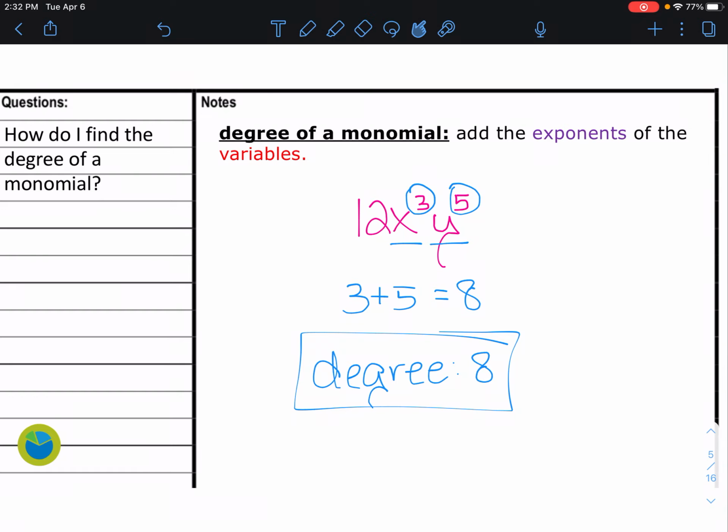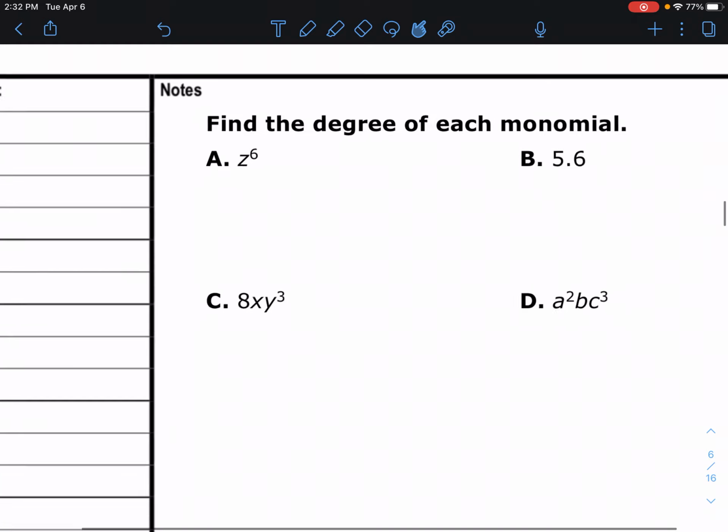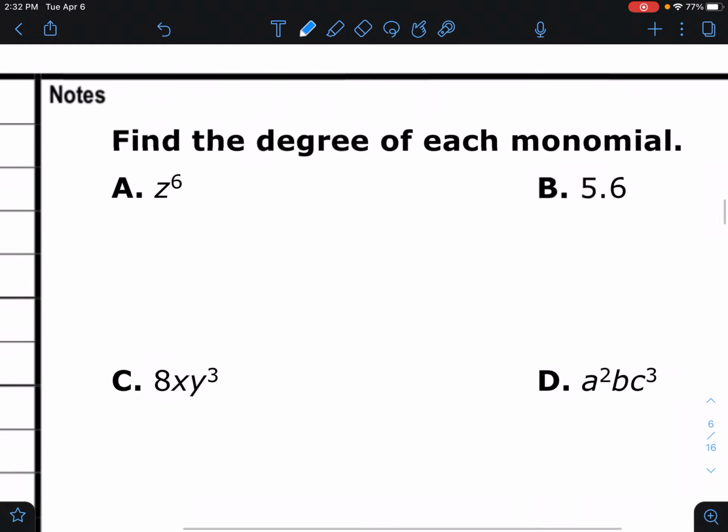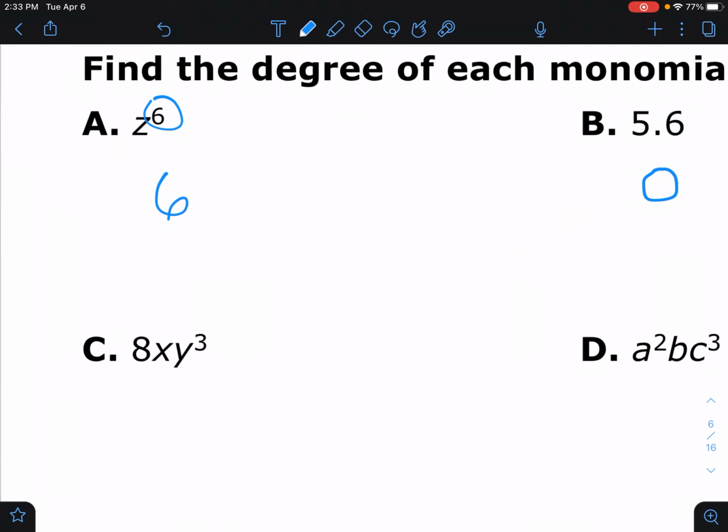Just be careful. There's a couple of things that can go haywire if you're not paying attention. So find the degree of a monomial. Now find the variables. Okay, part A, z. Find the exponents on the variable. Well, there's only one variable, so this is pretty easy. The degree is 6. Okay, part B, 5.6. Notice there are no variables. That means the degree is 0. Because really this has x to the 0 power. We're not even going to write that. It's easier to just think of this as there's no variable, so that means the degree is 0.